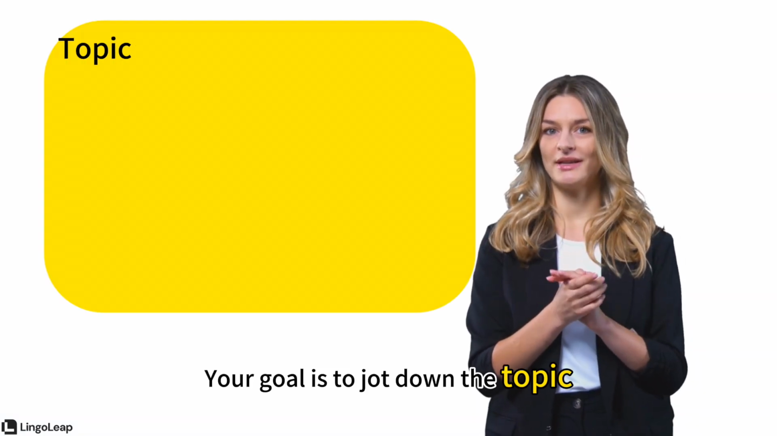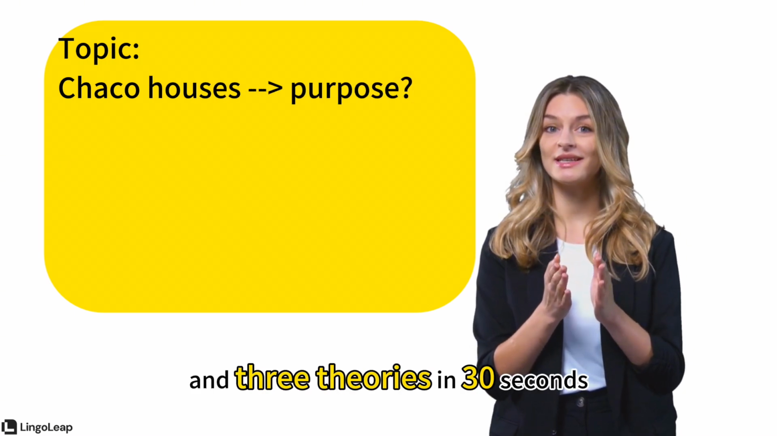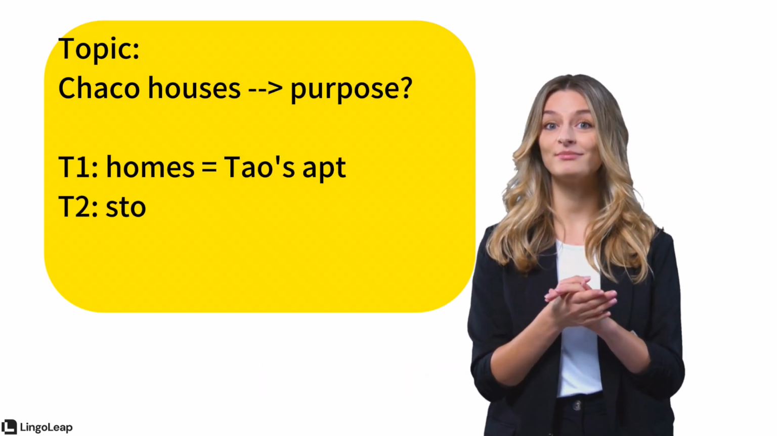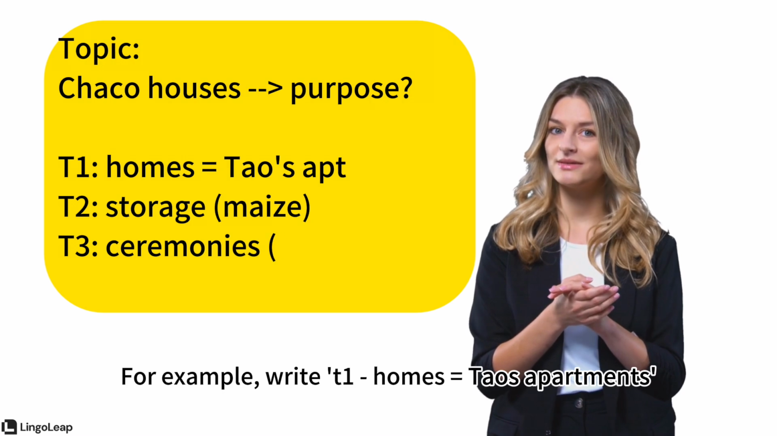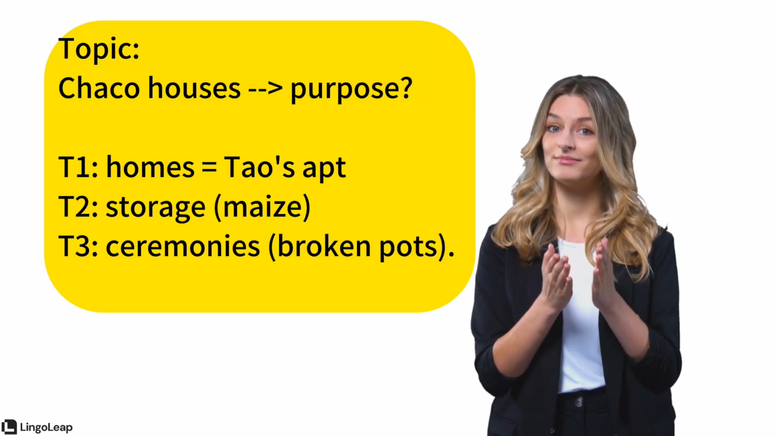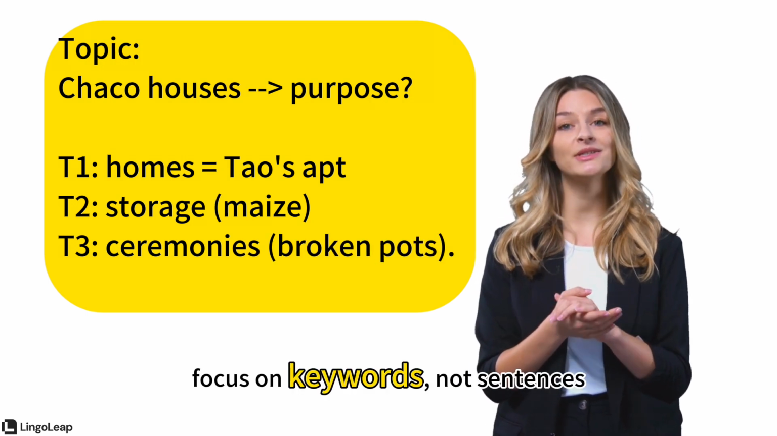Your goal is to jot down the topic and 3 theories in 30 seconds. Use abbreviations. For example, write T1, homes equals Taos apartments. Focus on keywords, not sentences. Save time for the lecture.